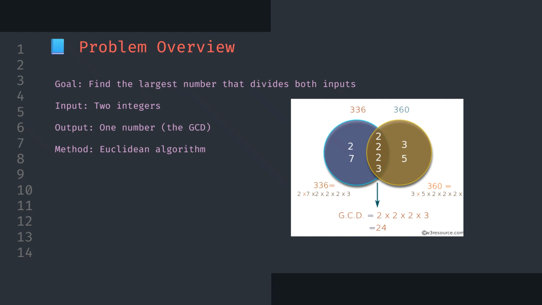Looking for the biggest number that divides both inputs with no remainder. This is known as the GCD. The Euclidean method repeatedly divides and takes a remainder until it hits zero. Let's see how to code it.